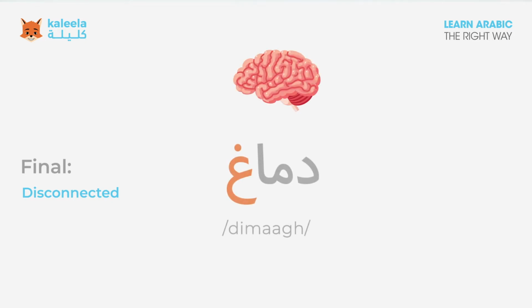The second case at the end while being disconnected from the previous letters in the word, as in dimagh, which means brain. Again, when the letter Ghain is preceded by a letter from the first group, then it comes disconnected and looks like an inverted 3 with a dot on top.